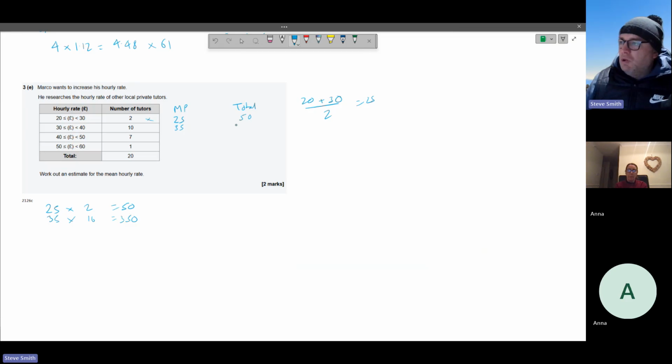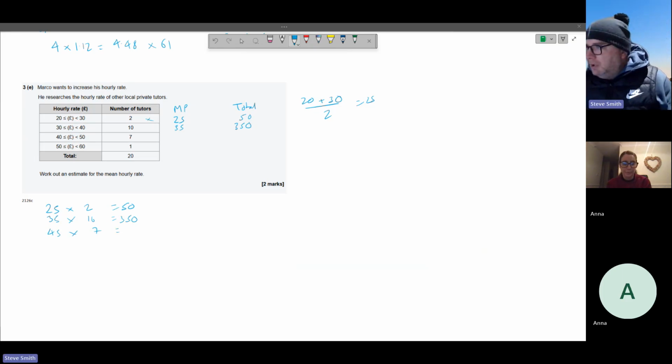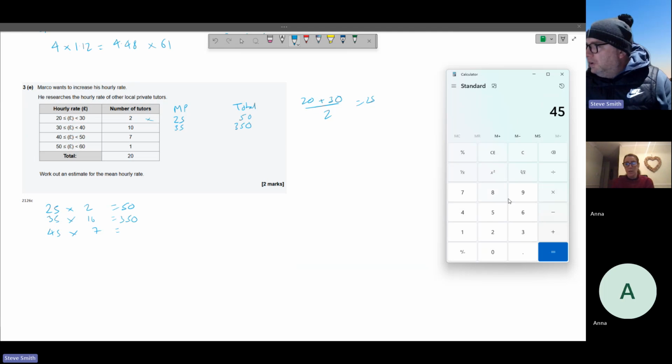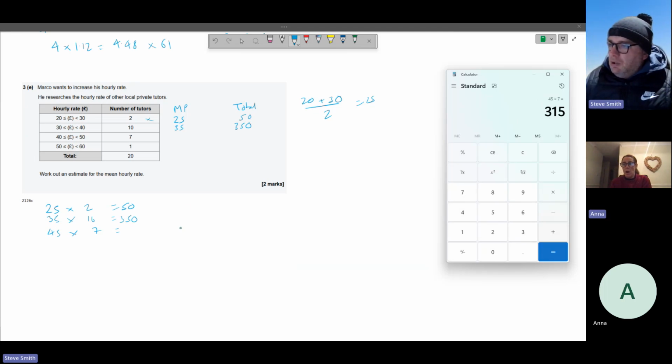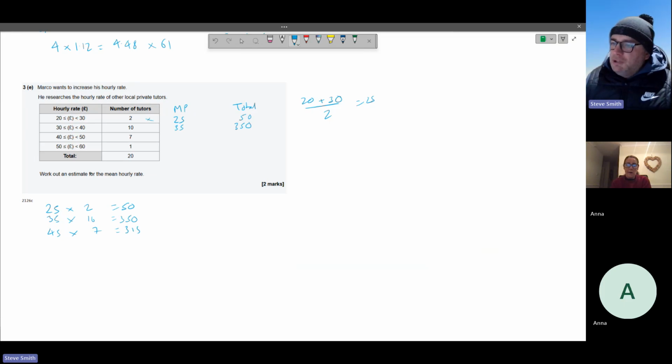So I'm missing just one step out. I'm not putting in how to find out the midpoint. That's 45 times by 7. It's calculator, so I'm getting my calculator out for that one. 45 times 7 equals 315. And then I've got my last one, 55 times by 1 equals 55. So all my midpoints are here, 45, 55, and I've got my odd numbers here, 315 and 55.